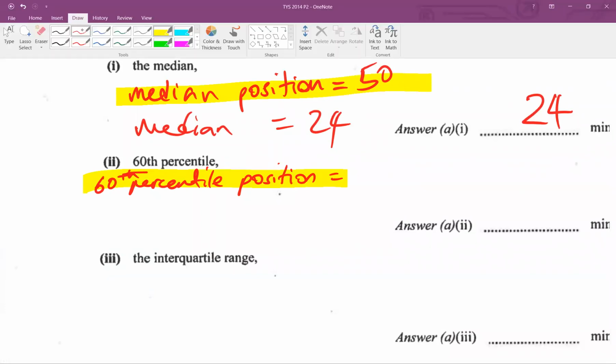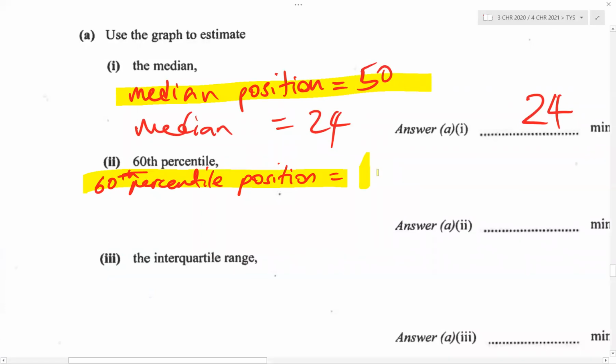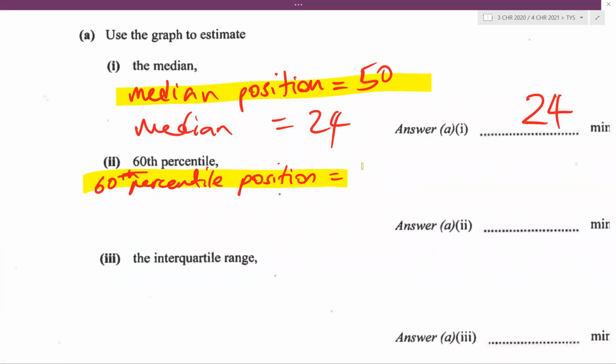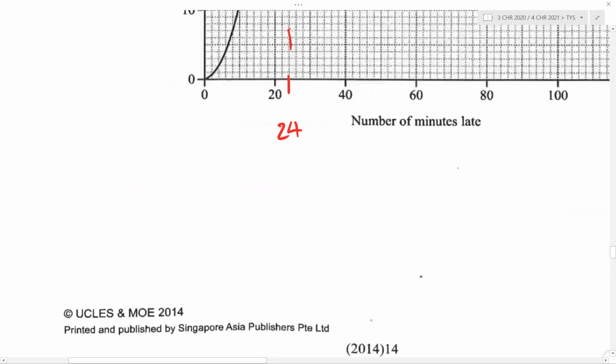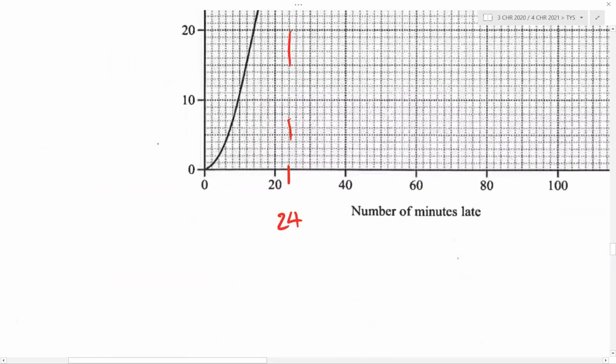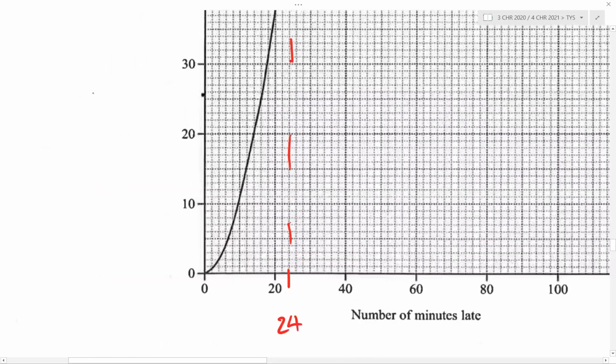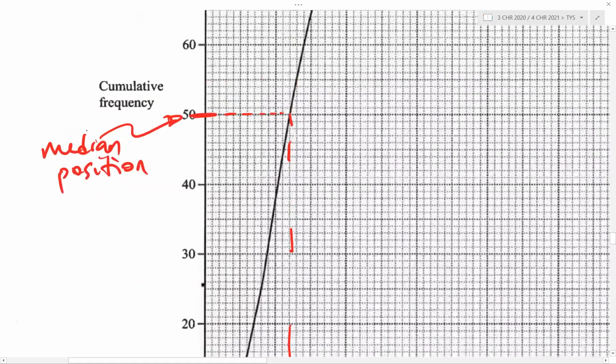In this case, 60 over 100, that is 60%, times 100. Why 100? Because there are total 100 flights. So if the total number of flights is, for example, 500, then you multiply by 500 to find the position. So this is 60. Then we find the value once we get a position. Position 60. This is the 60th percentile position.